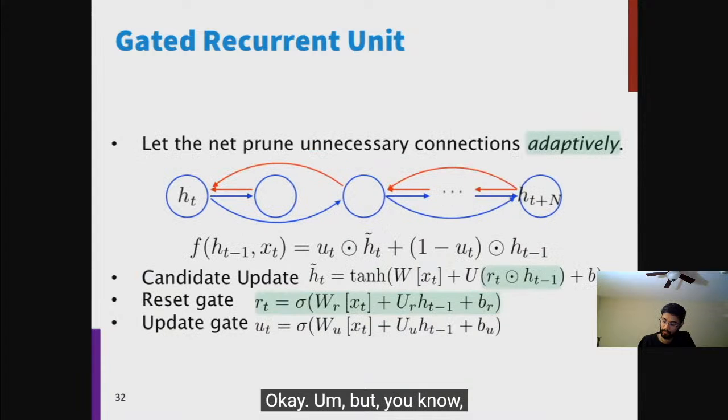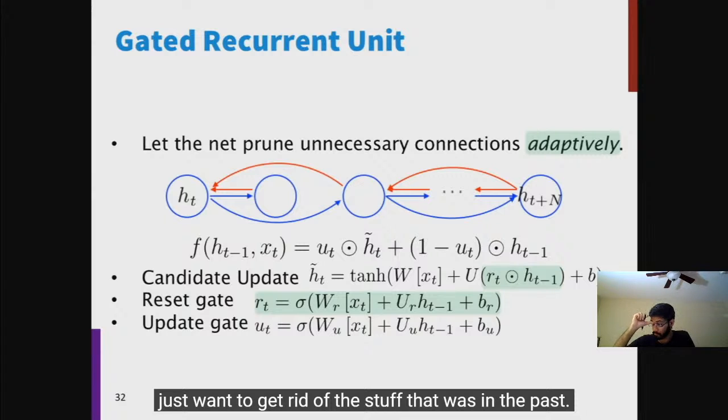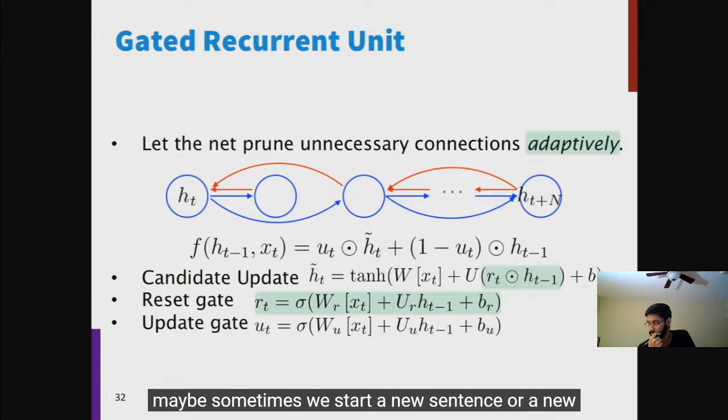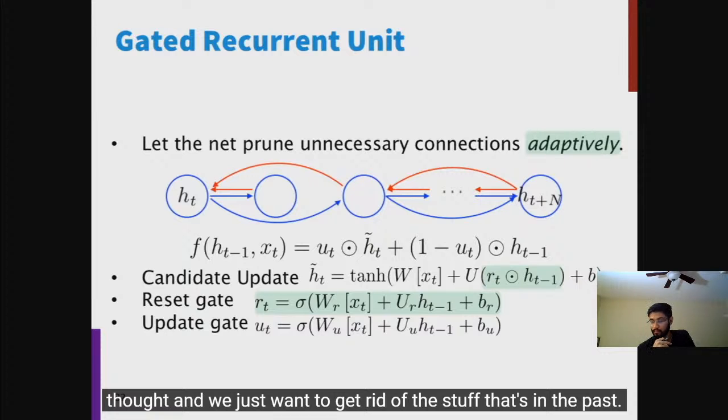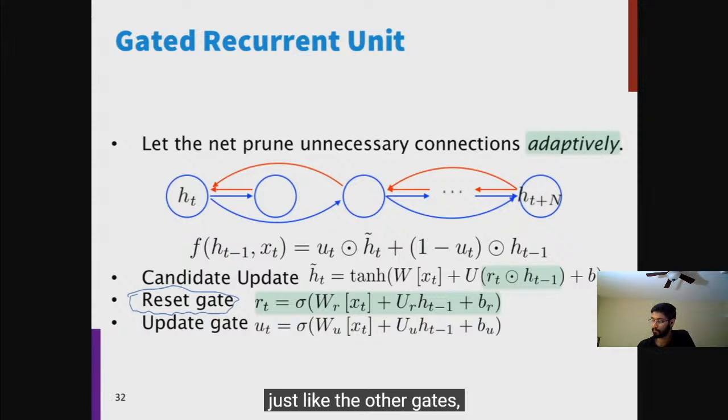Okay, but if you wanted to go a bit further than that, you could think, maybe sometimes we just want to get rid of the stuff that was in the past. Maybe the stuff in the past sometimes becomes irrelevant, like maybe sometimes we start a new sentence or a new thought and we just want to get rid of the stuff that's in the past. That can lead into this idea of having a second gate, a reset gate. The reset gate calculates a value from 0 to 1, just like the other gates.